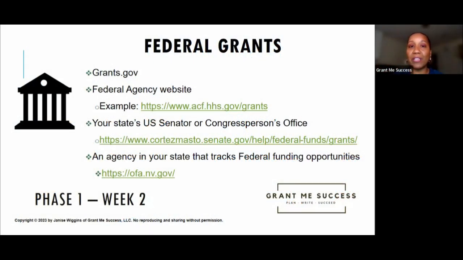Share more information with you guys about federal grants. So, where would you find federal grants? The main website to find federal grants, in case you didn't know, is grants.gov. Okay. Grants.gov is the main website to find federal grant opportunities. You can also go to the specific federal agency website that your organization's services may be funded under.